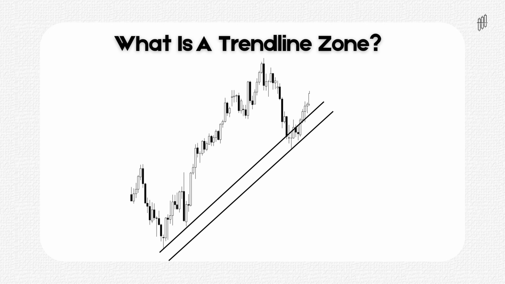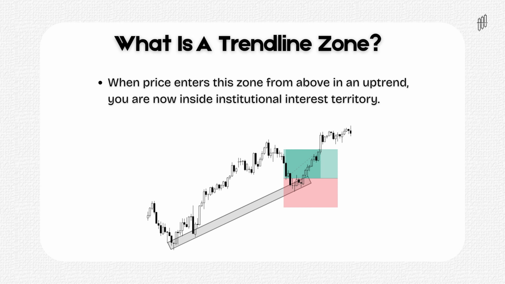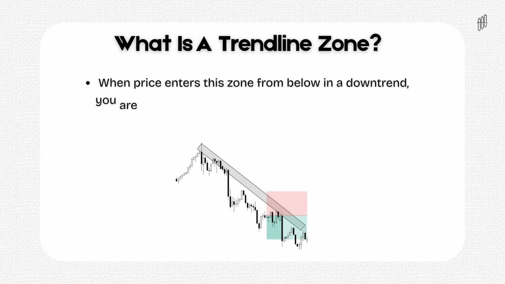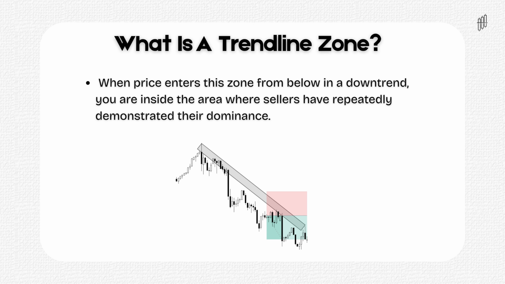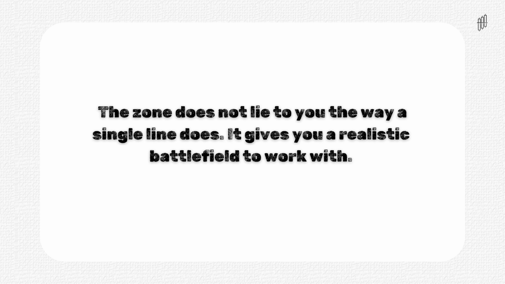When price enters this zone from above in an uptrend, you are now inside institutional interest territory. When price enters this zone from below in a downtrend, you are inside the area where sellers have repeatedly demonstrated their dominance. The zone does not lie to you the way a single line does. It gives you a realistic battlefield to work with.